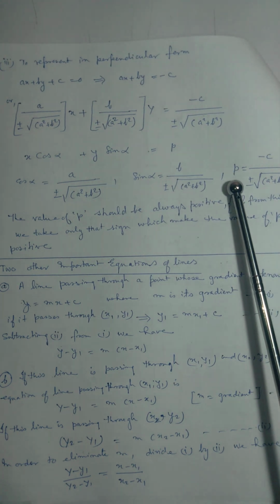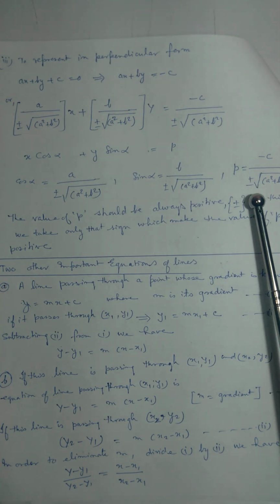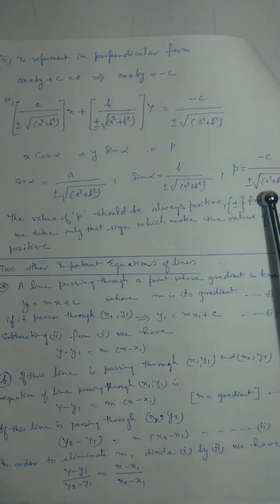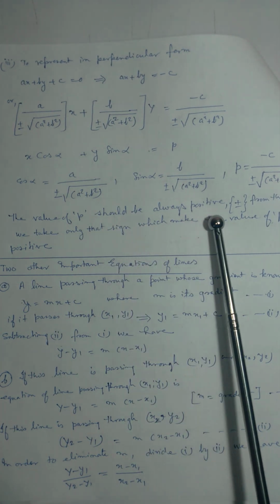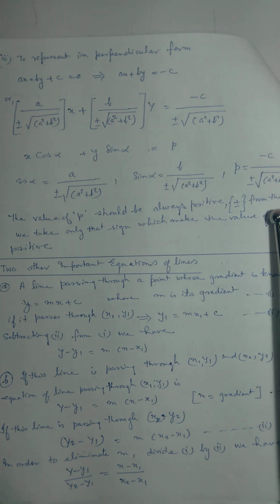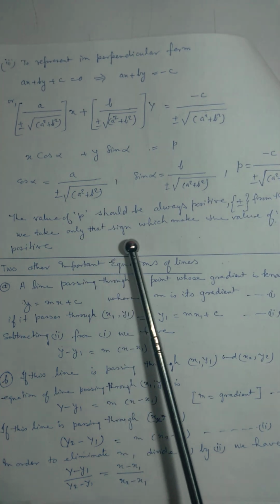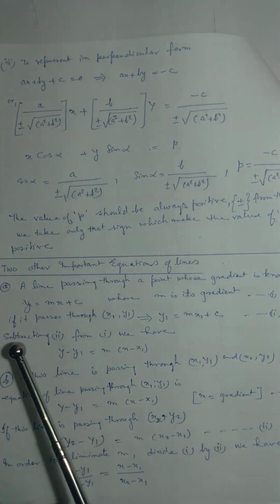Here the length of the p, meaning perpendicular, will always be positive. So we have to adjust this plus minus that is given. So we will choose that sign which will ultimately give the plus sign, because the value of p should always be positive. From the plus minus, we take only that sign which makes the value of p positive.